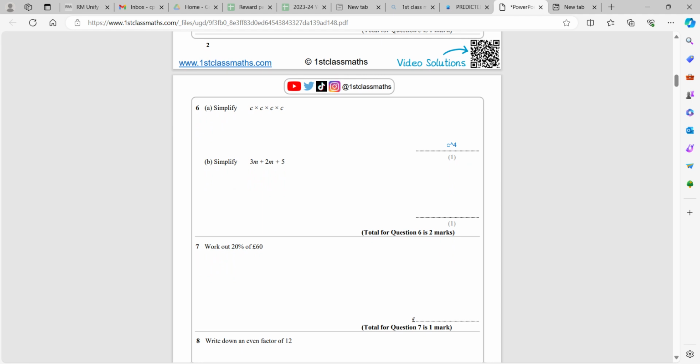3m plus 2m plus 5. Collect your like terms. 3m plus 2m is 5m, and then you cannot do anything else with the 5 except just put it on the end with the instruction it was given, which was plus.